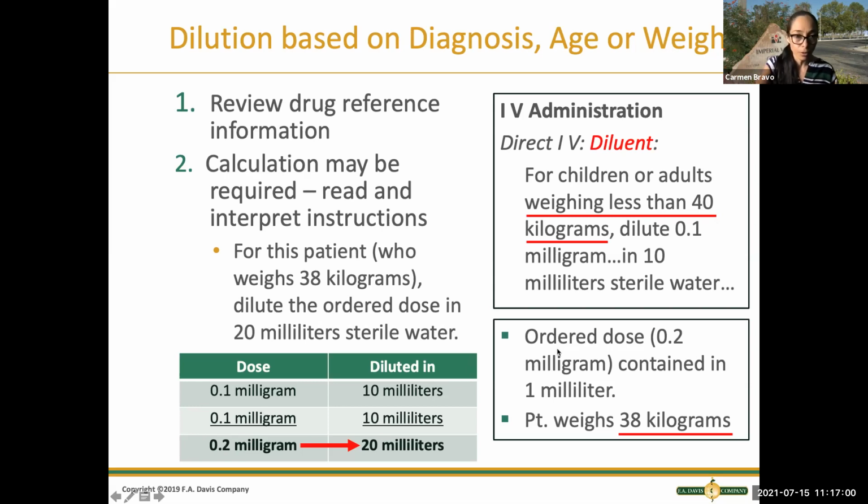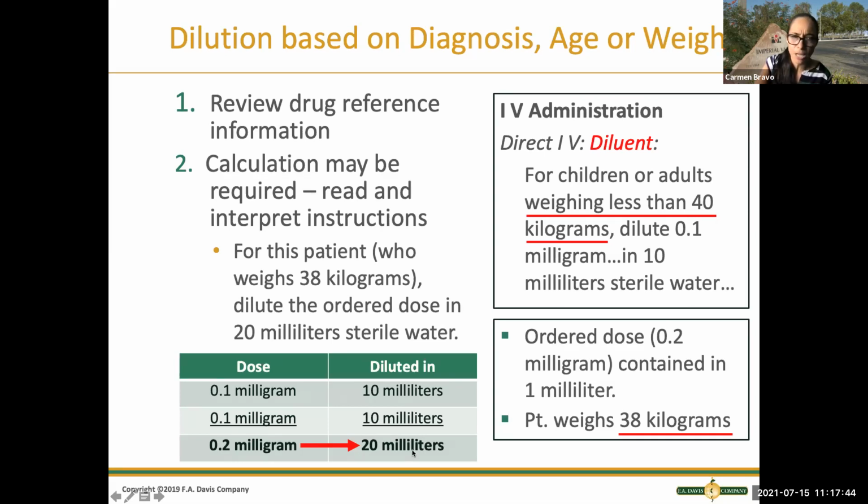In some cases you do, in some cases you don't. For example, here, again, we're just using the same order, 0.2 milligrams in 1 ml. The patient weighs 38 kilos, so it does apply to this patient because it's less than 40 kilograms. So we have to dilute every 0.1 milligram in 10 milliliters of sterile water. Here we have to give 0.2, so if you see the chart, 0.1 is 10 milliliters, another 0.1 is another 10 milliliters. So in this order, you would use 20 milliliters of sterile water to dilute that medication, right?